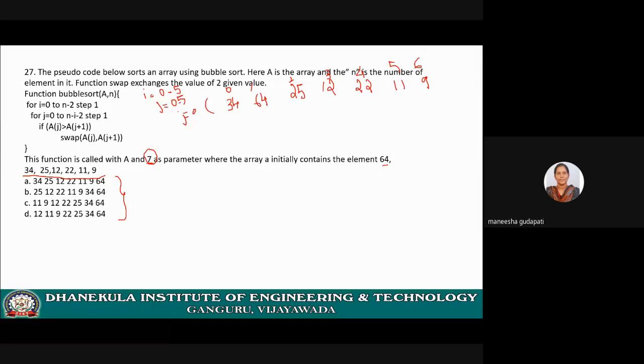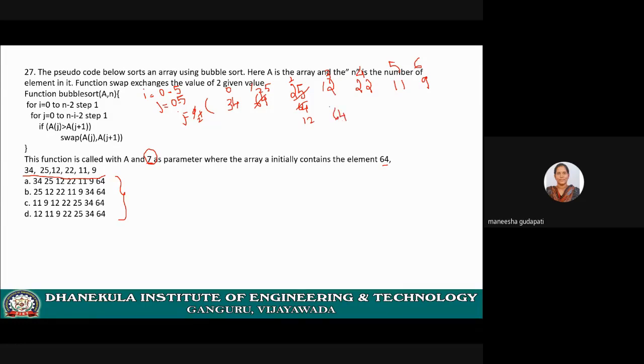In the next iteration, j increments and becomes 1. A of j is 64 and A of j plus 1 is 25, so again swapping: here 25, here 64. Again j increments to the next position, j becomes 2. A of j, 64, is greater than 12, so again swapping: here you get 12, here you get 64.